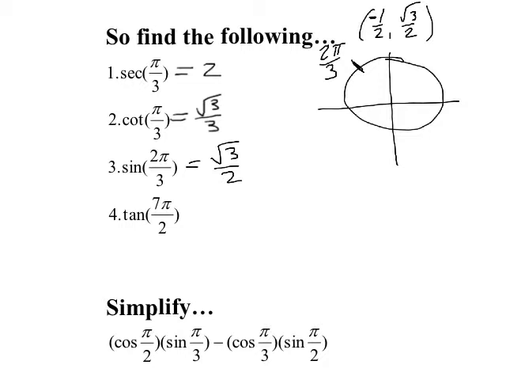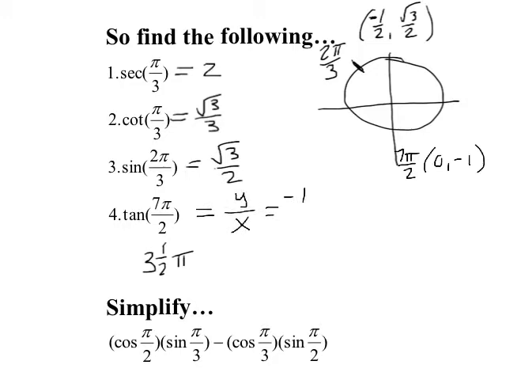What about tangent of 7 pi over 2? Alright, so where is that? Well, 7 pi over 2 is the same thing as 3.5 pi's. So if I look over here at my unit circle, I go 1 pi, 2 pi's, 3 pi's, and 1/2. So 7 pi over 2 is down here. The coordinates down there are 0, -1. Tangent is sine over cosine, or y over x. So it's -1 over 0, which is undefined.